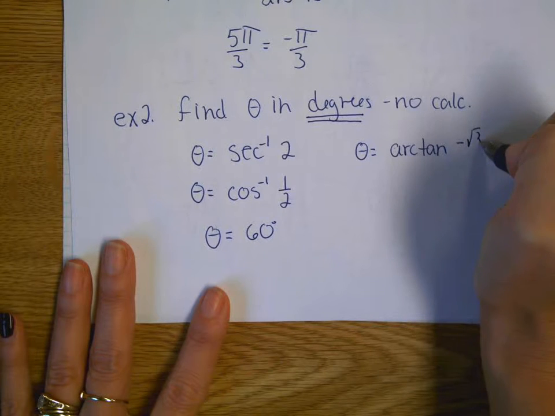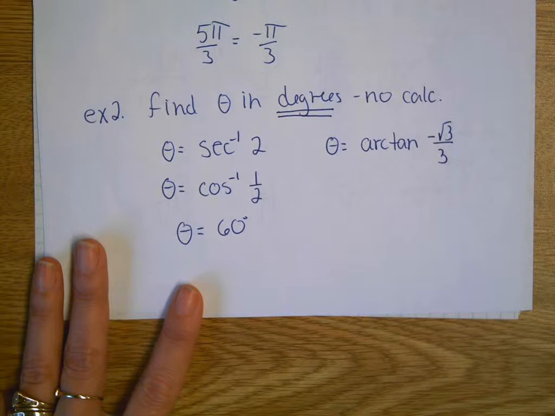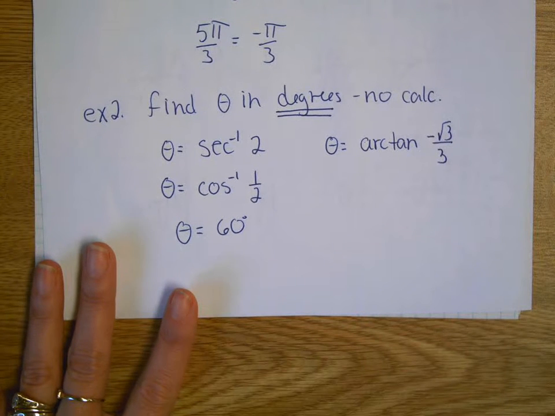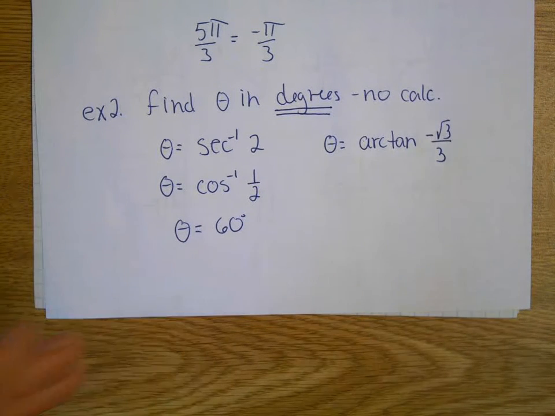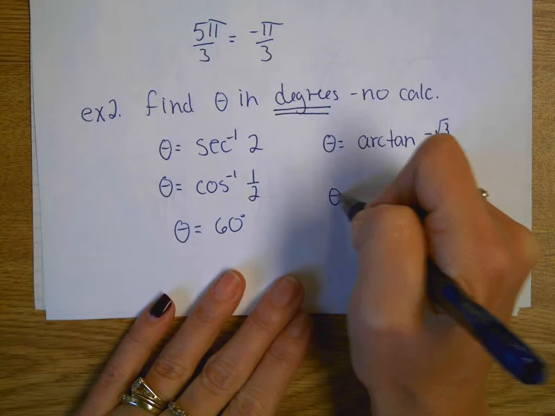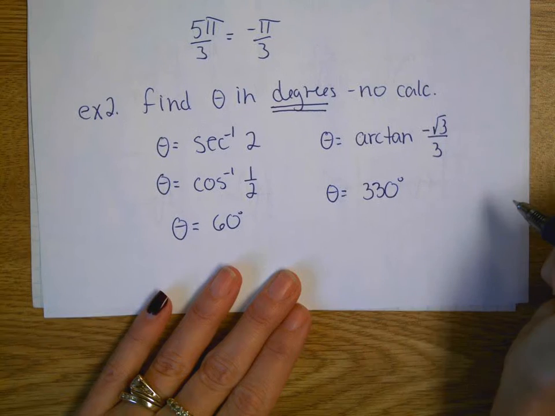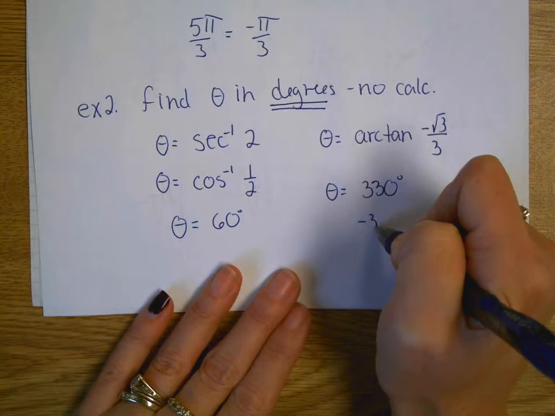Negative square root of 3 over 3. Oh, tangent. Sorry, I picked the wrong one. Oh, no, that'll work. That'll be good. Let's look at negative. So what two quadrants are we looking at? 1 and 4. So it's negative 330, so it's 330 as a positive. So then it's negative 30. Negative 30 is what we want to write down.